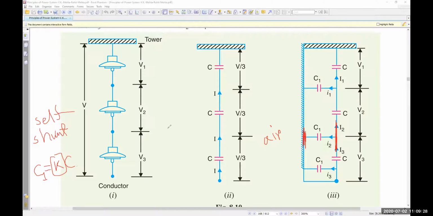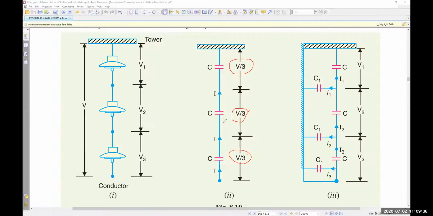Now look at this. Previously we calculated it should be V by 3, V by 3, V by 3 because the same current is flowing. So the same voltage drop, and we are good to go because this is 11, 11, 11, right?